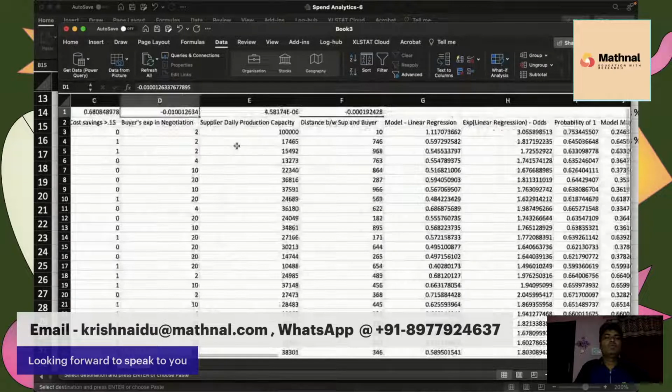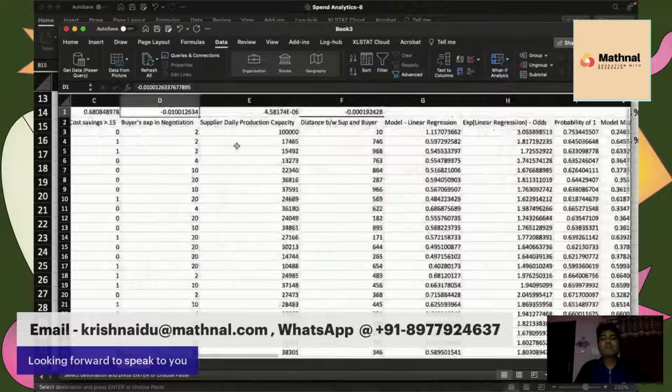We need to increase the daily production. We need to choose suppliers who have more production capacity per day. And for the buyer experience in negotiation, we don't need a very highly experienced buyer, right? We need a medium experienced buyer or an energetic, young person who could do many more negotiations, who is more friendly, who is more energetic.